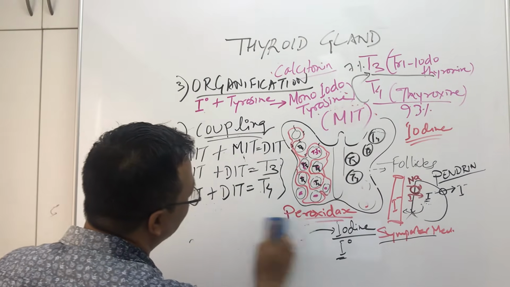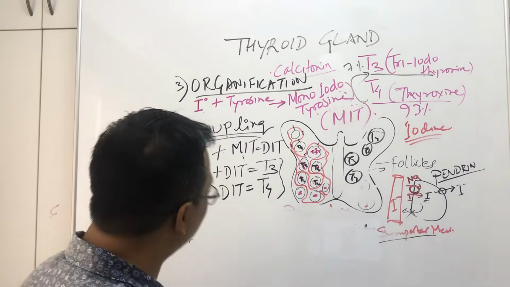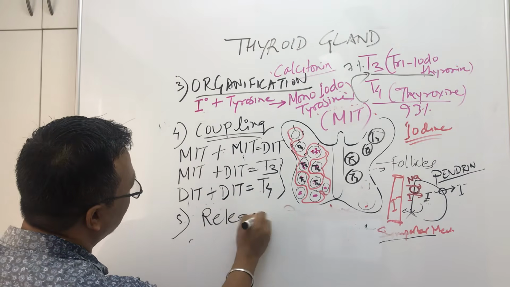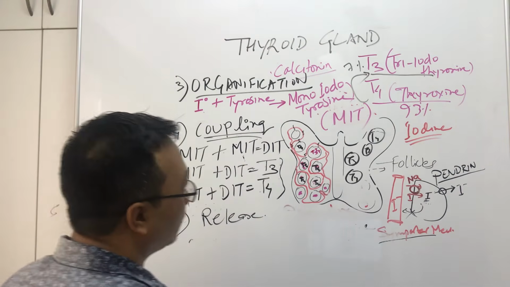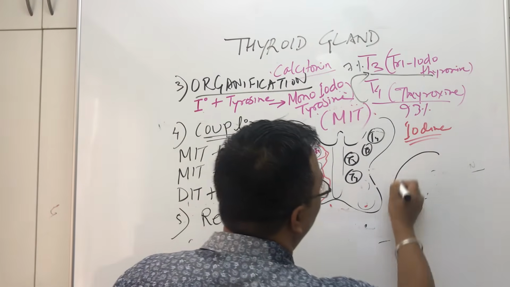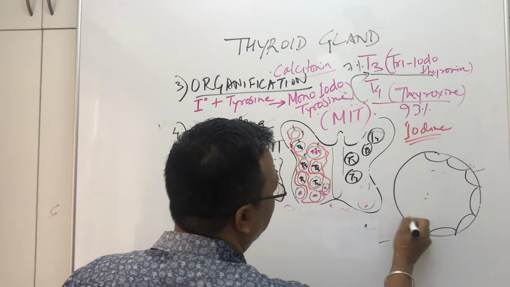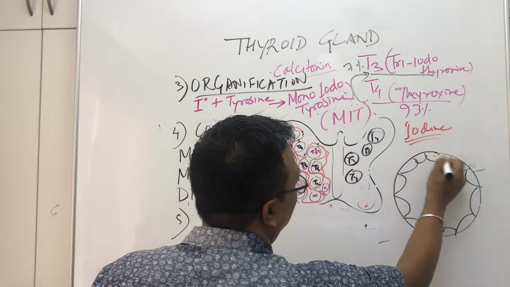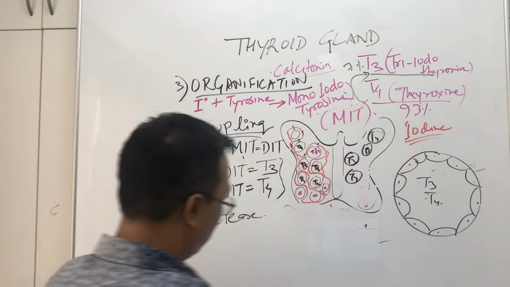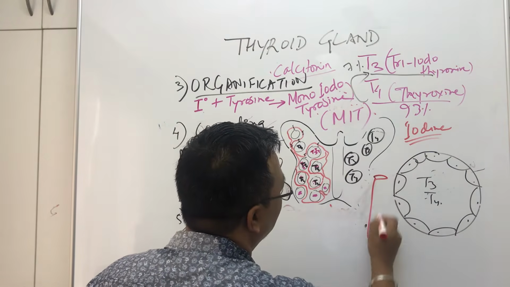Now the final step is that we have to release these hormones, make them go to the blood supply so that they can reach the target tissues. So the final step is the release. Let's take one follicle outside. This is one follicle, which is lined by epithelial cells. Here T3 and T4 are formed, and here is the surrounding blood supply.